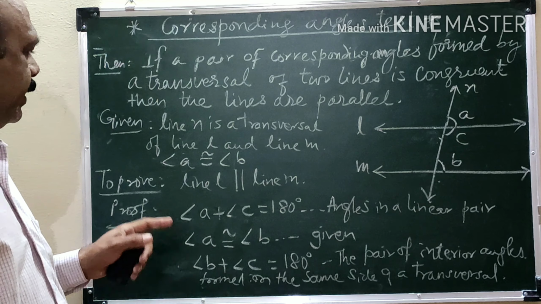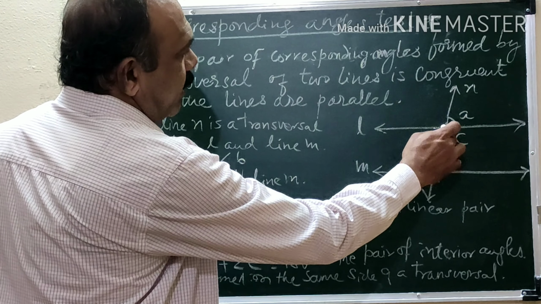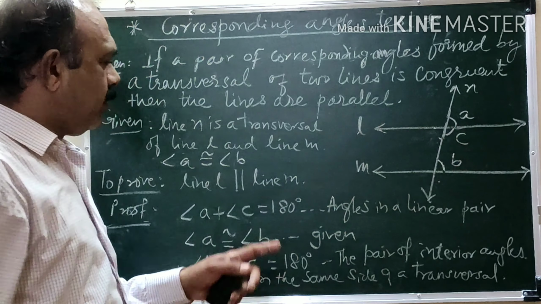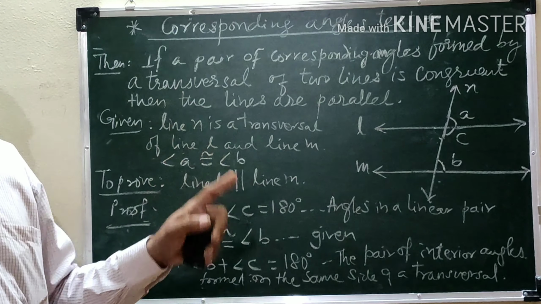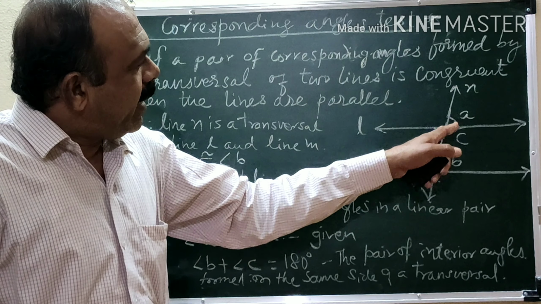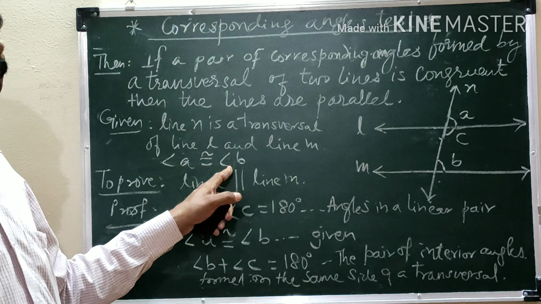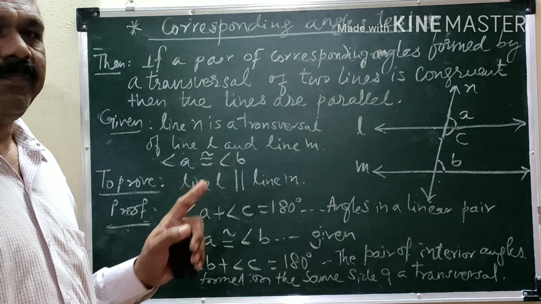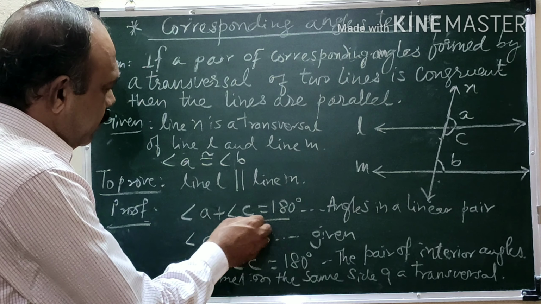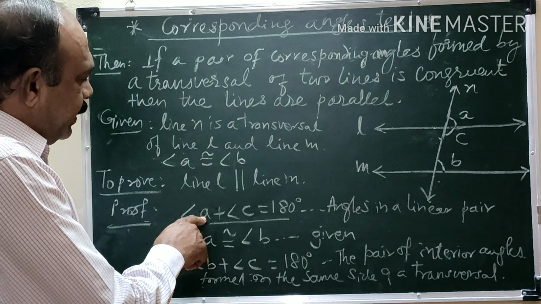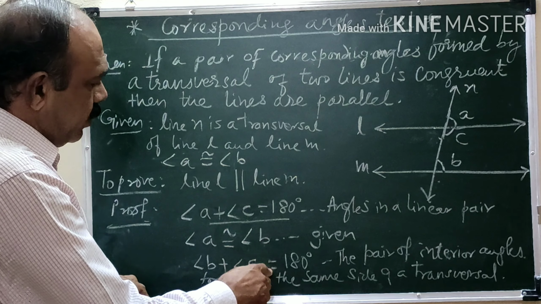So again we will say the proof. Angle A plus angle C. These are again forming a linear pair, so the sum is 180 degrees, angles in a linear pair. Right? Then angle A and angle B are congruent. Again, this is given. If A is congruent to B, then in this equation we will write angle B instead of A. So angle B plus angle C is equal to 180 degrees.